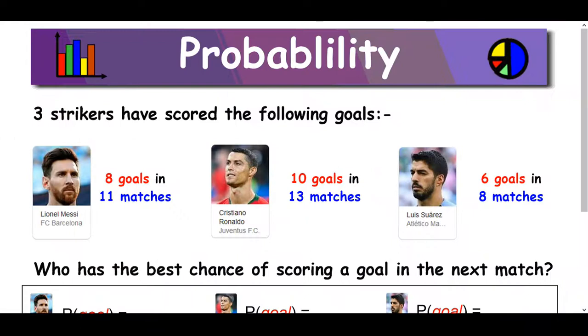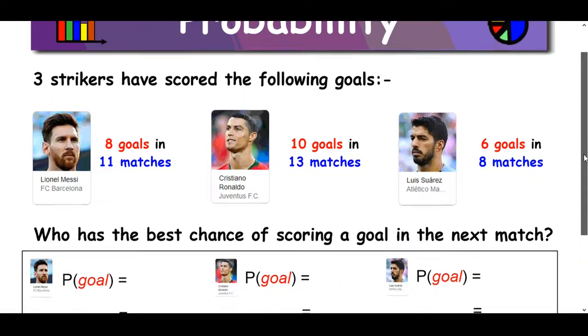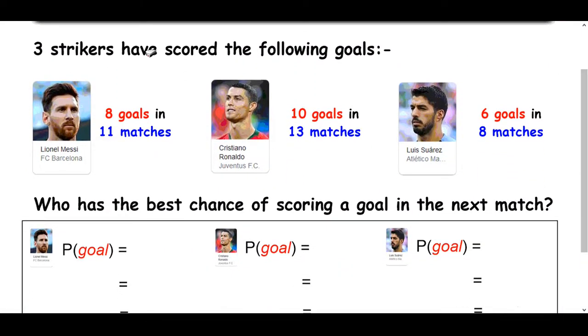Okay, I've got one more example to show you. This is a kind of slightly different idea. So we've got 3 strikers who have scored the following goals. We've got Messi, we've got Ronaldo, and we've got Suarez. Messi scored 8 goals in 11 matches. Ronaldo 10 in 13 matches, and Suarez 6 in 8 matches. Who's the best chance of scoring a goal in the next match?